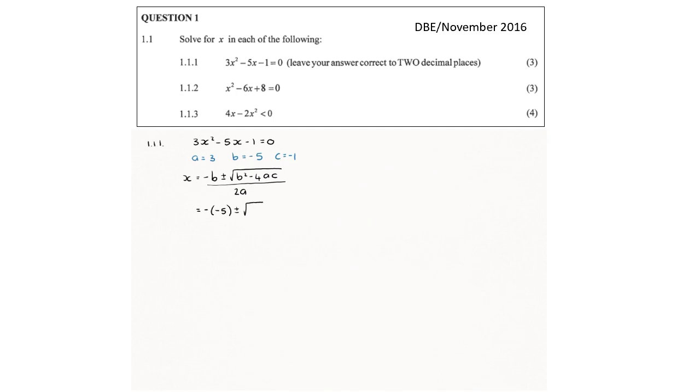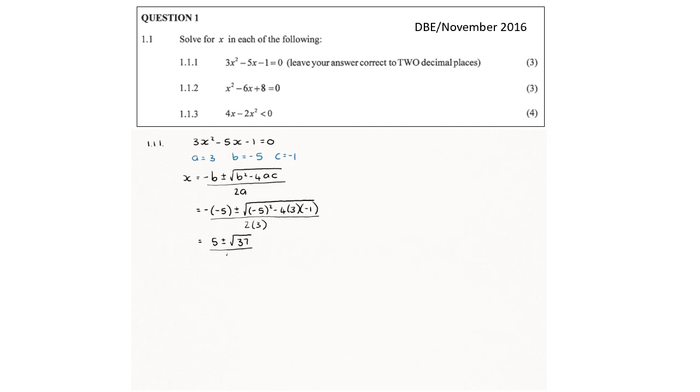And that is negative 5 plus or minus the square root of negative 5 squared. And note, I put the negative 5 in brackets to make sure that the negative is squared as well. And then we have minus 4 times 3 times negative 1. And all of this will be divided by 2 times 3. And if we simplify this, it gives us 5 plus or minus the square root of 37 divided by 6.